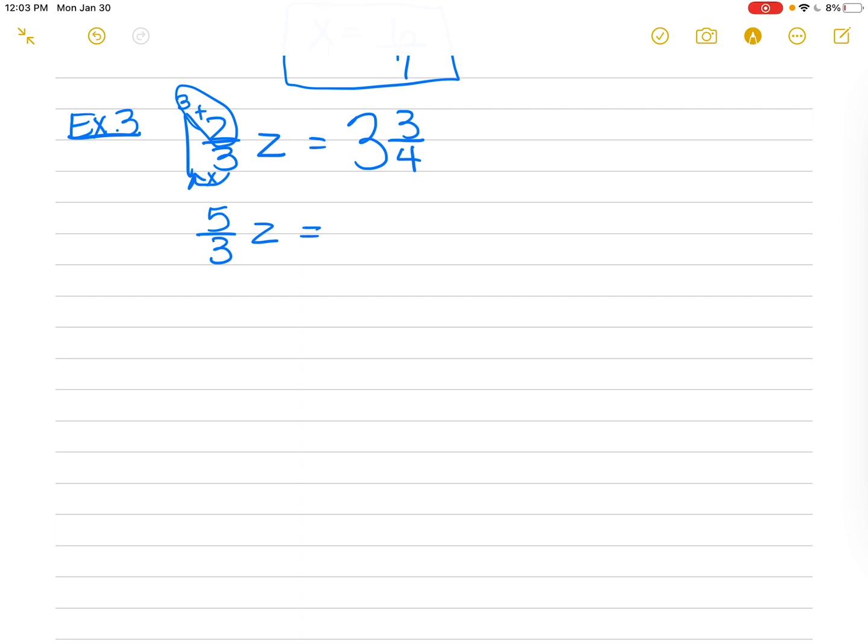And then I need to do the same thing here. Everything needs to be improper. So 4 times 3 is 12. 12 plus 3 is 15, and I keep that denominator. So now I can solve this.